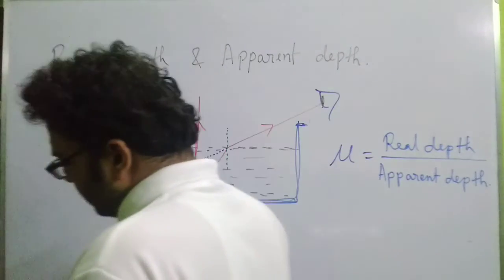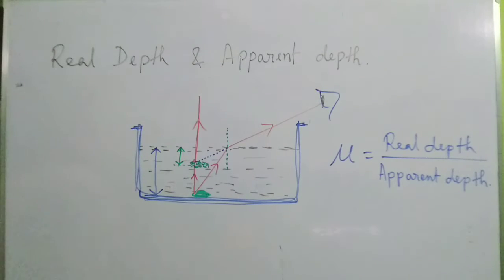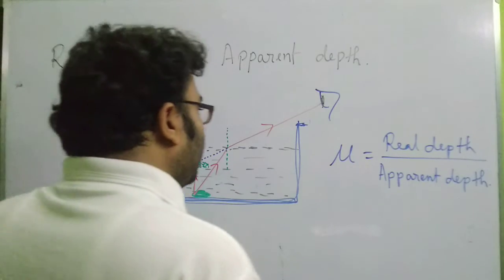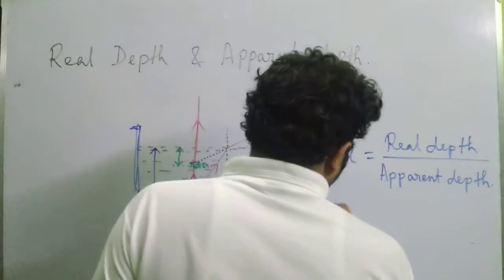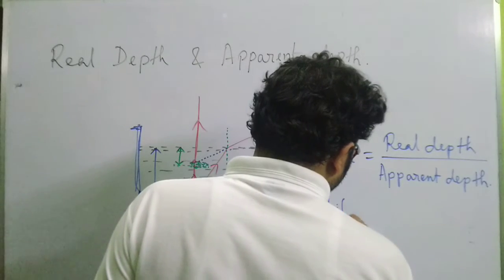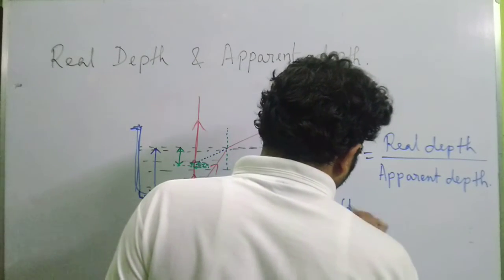Okay, so this is the formula. In all such cases, the actual phenomenon responsible for such illusion is refraction. Now, the difference between the real depth and the apparent depth is called the shift.